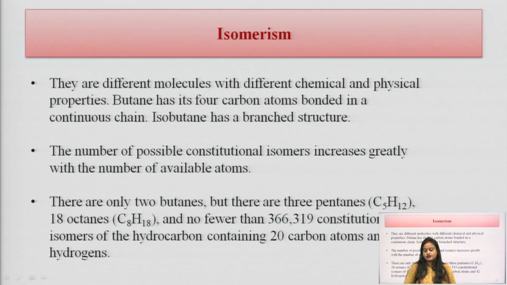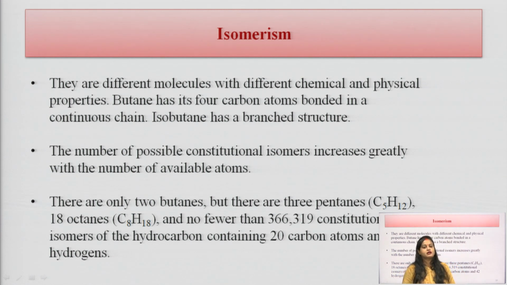They are different molecules with different chemical and physical properties. अब इन मॉलिक्यूल्स के स्ट्रक्चर डिफरेंट हो गए, तो इनकी केमिकल और फिजिकल प्रॉपर्टी भी डिफरेंट होंगी। Butane has its 4 carbon atoms bonded in a continuous chain. Isobutane has a branched structure. Normal butane is in a straight chain and isobutane is in a branch chain, it is a branched structure.